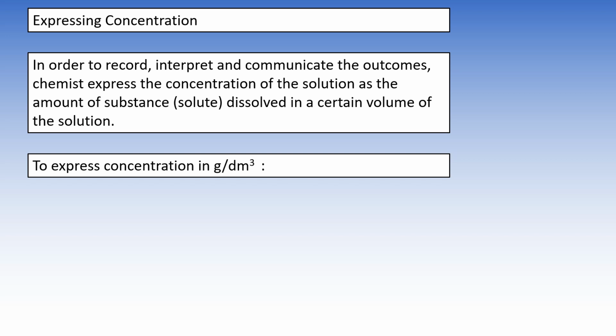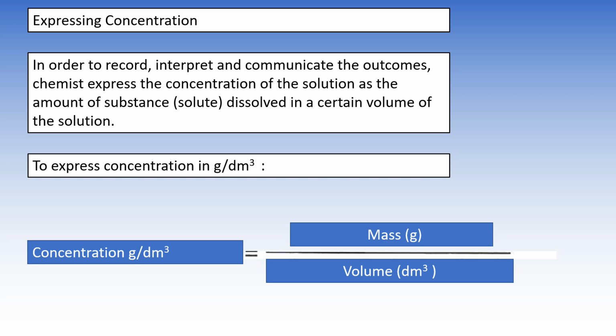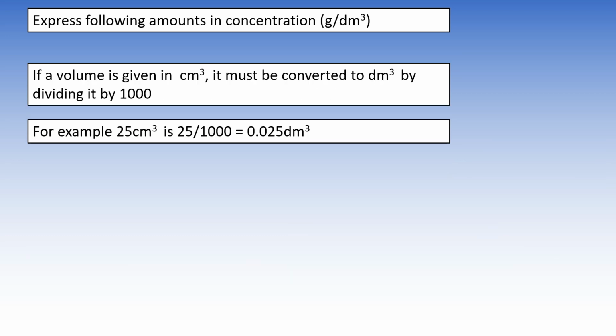So to express concentration in grams per decimeter cube, we use the following formula, where mass in grams is divided by volume in decimeter cube. Now 1 decimeter cube is equal to 1000 centimeter cube. It is important that when we are dealing with concentration, our volume is given in decimeter cube. If a volume is given in centimeter cube, it must be converted to decimeter cube by dividing it by 1000. For example, 25 centimeter cube divided by 1000 results in 0.025 decimeter cube.